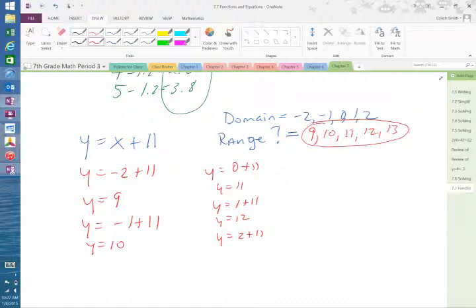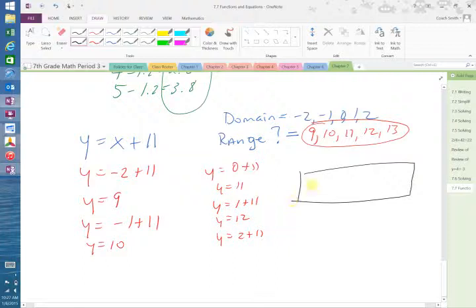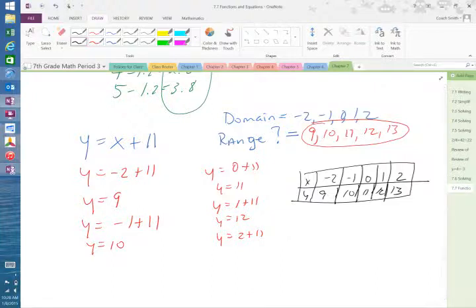You could have plugged that into an input-output table. You could make your little input-output table like this, with your x and your y, and then you have -2, -1, 0, 1, 2. Then you could say, okay, that's 9, and you see the pattern. Once you develop the pattern, you can just fill it in. But that's the work you're doing either in your head or on paper to get the range. And then you need to list the range out.